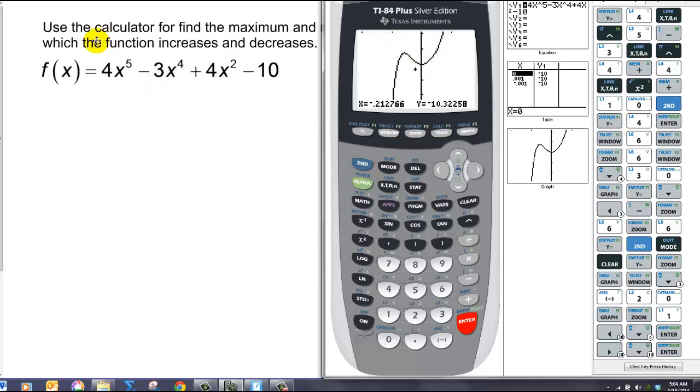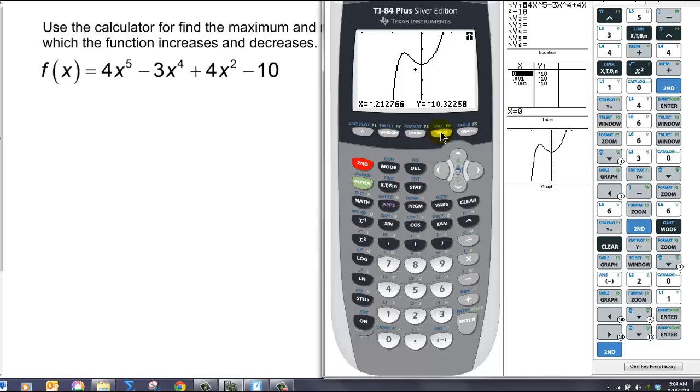So once again, we've been asked to find the maximum and minimum values, as well as where the function increases or decreases. So what we have to do is find this high point and this low point. And our calculator will do that too. There's a couple of ways that we can go about doing it. The way that I'd like you to do is use something called calculate, and that's this button right above trace right here. Notice it's in blue, so I go second, and then I hit the trace button, which makes me go to the calculate screen.